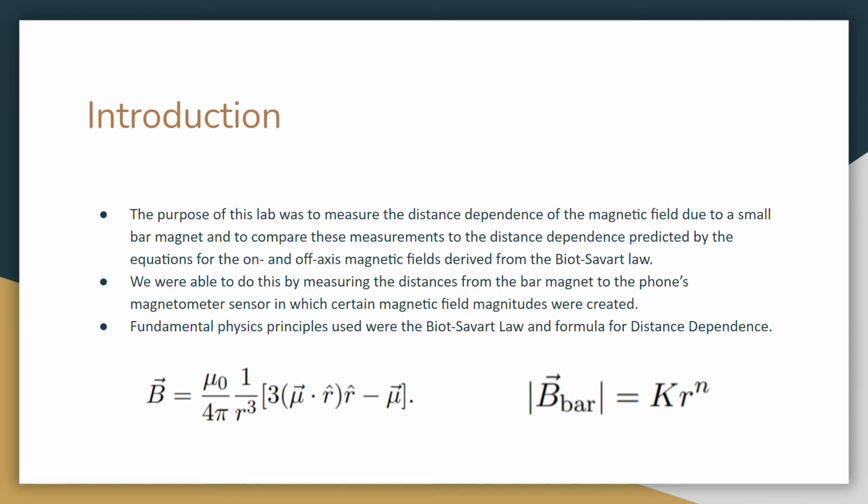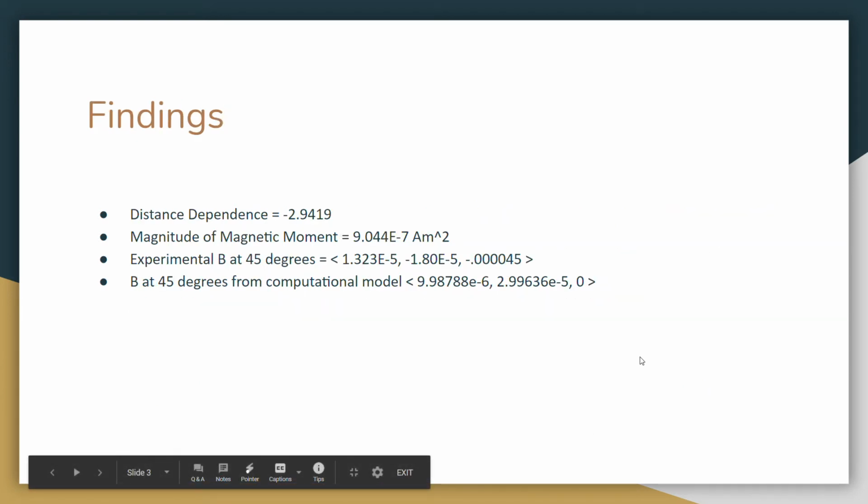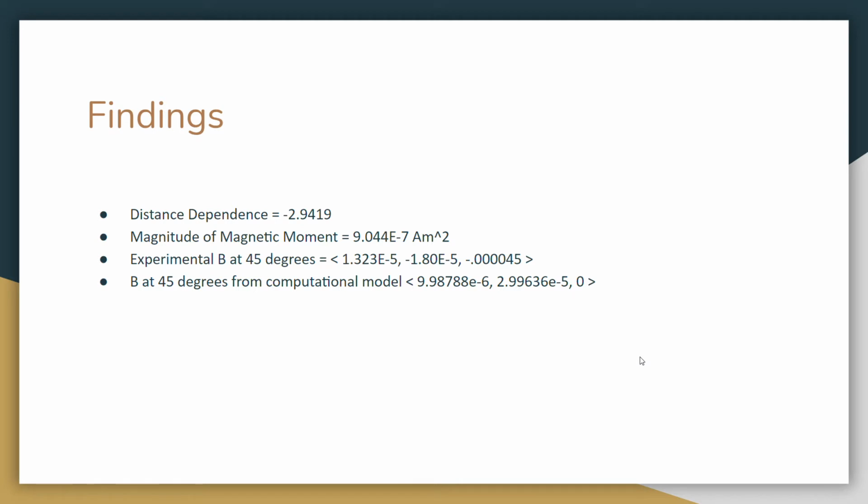With the distances that we measured, we found the magnetic fields, and then we plugged these into this formula to find n, which is our distance dependence. My findings were that the distance dependence was negative 2.9419, the magnitude of magnetic moment was 9.044 times 10 to the negative 7, and the experimental B at 45 degrees was 1.323 times 10 to the negative 5, negative 1.80 times 10 to the negative 5, and negative 0.00045. The B at 45 degrees from our computational model was 9.98788 times 10 to the negative 6, 2.99636 times 10 to the negative 5, and 0.